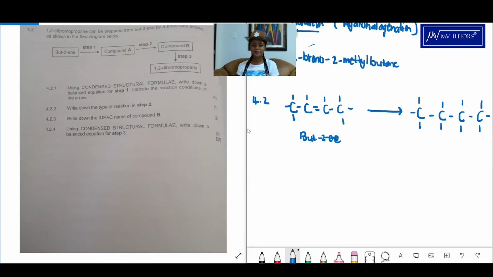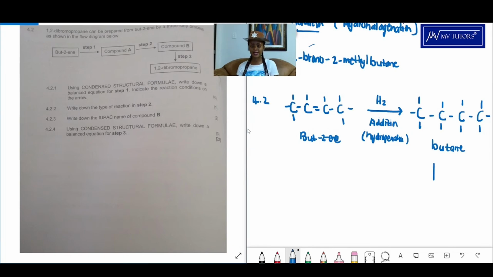So basically, after step 1, I'm going to have butane. Okay, butane. So what does that mean? It means I added hydrogen atoms. So there I would have an addition reaction, and the type would be hydrogenation because I've added hydrogens. So hydrogenation. Okay, so I have my butane, that is step 1.